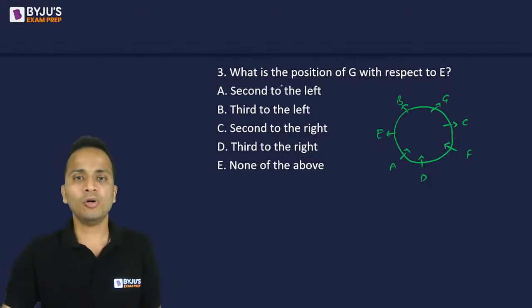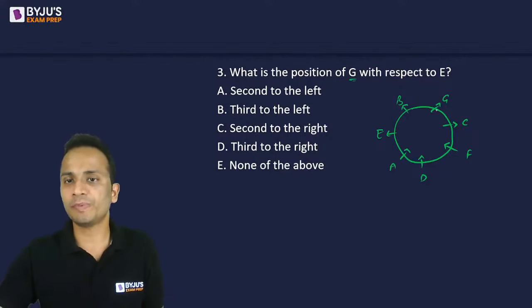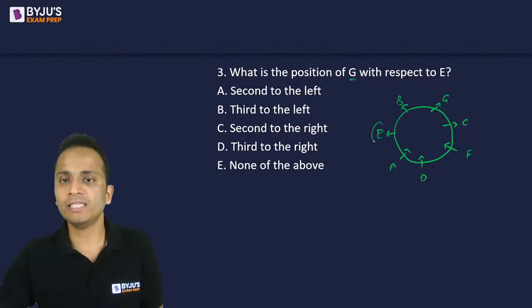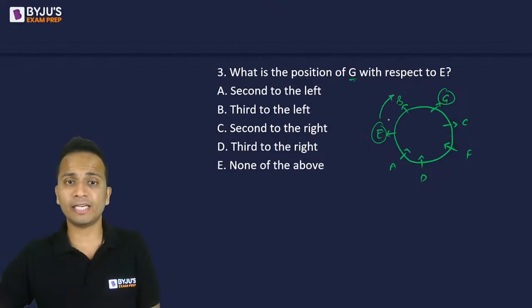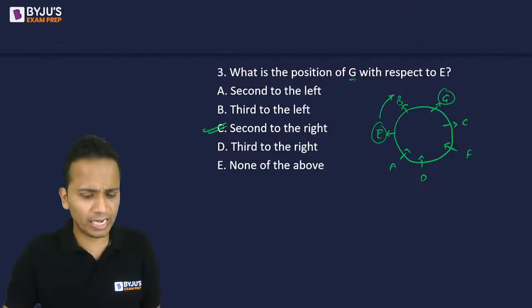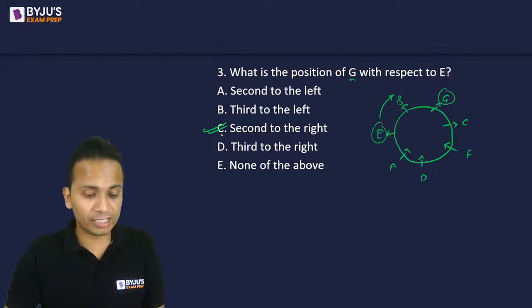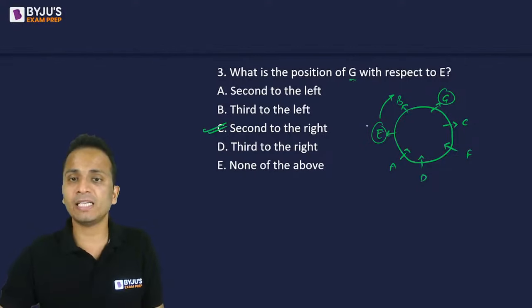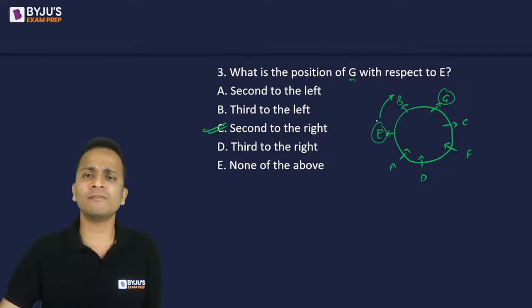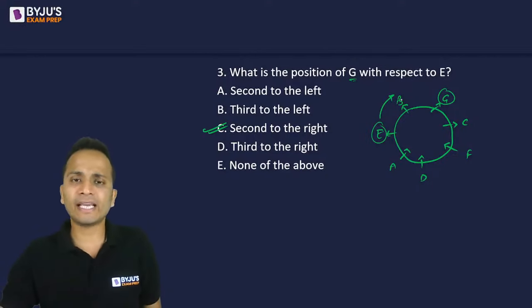Okay. So what is the position of G with respect to E? So E is there and G is there. So it is second to the right. Yes, we have second to the right. So the correct answer should be option C. Guys, second to the right. Some of you have given option A as the answer. E's right is clockwise. E is facing outside. So it's the right of E and second to the right of E. Answer should be option C.